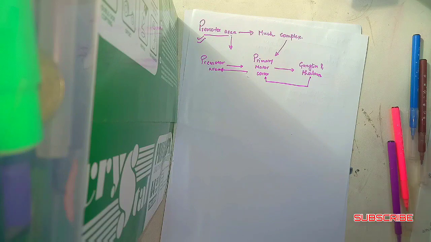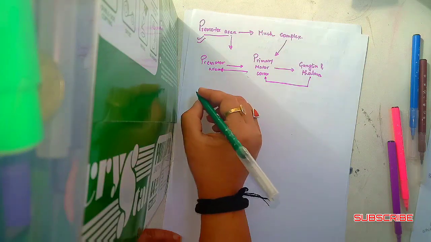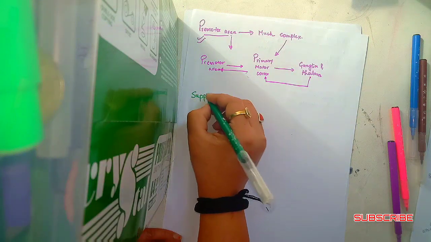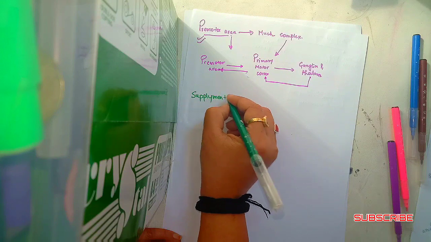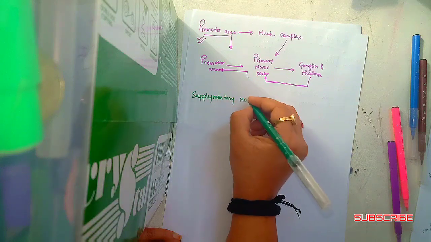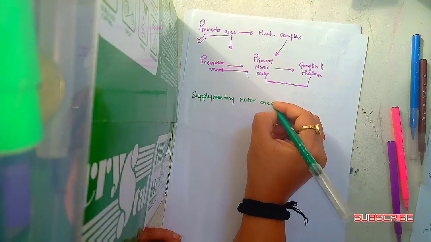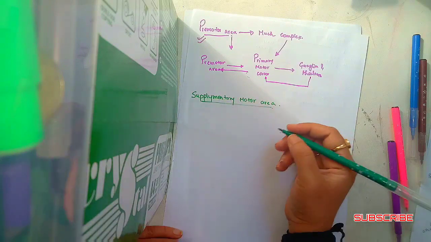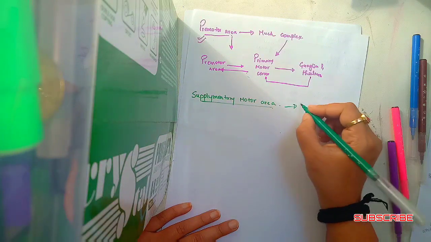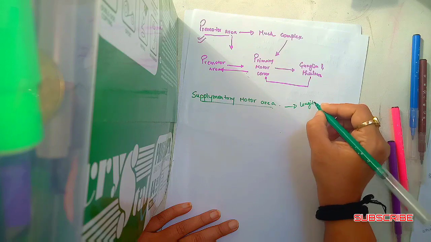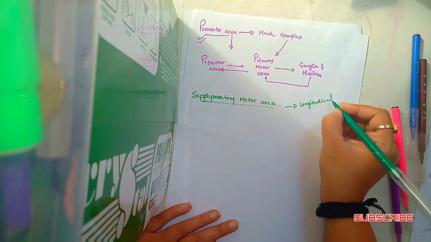Now we will talk about the supplementary motor area. It mainly lies along the longitudinal fissure.